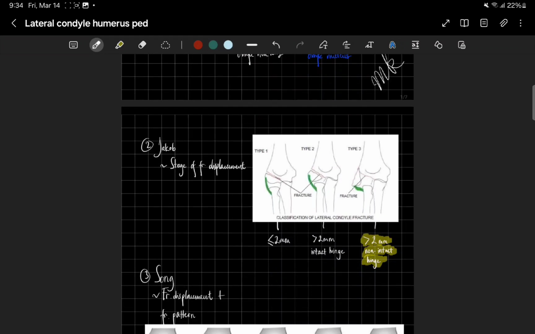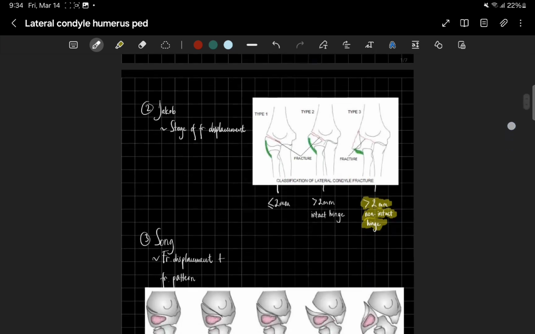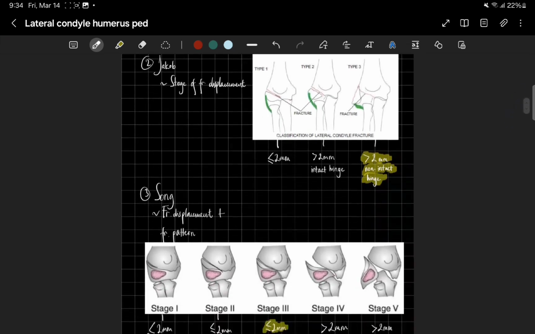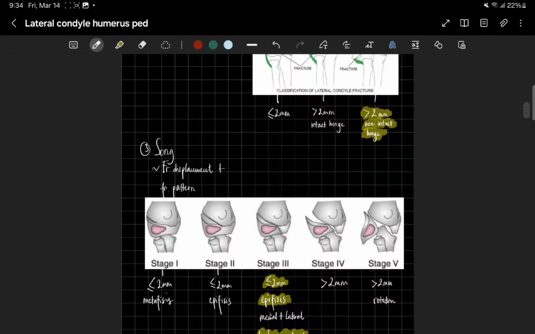For the Jacob stage of the fracture displacement, it is divided into 3. If it is less than 2 millimeters, we consider it type 1. If it is more than 2 millimeters with an intact cartilaginous hinge, it is considered type 2. Meanwhile, if it is a non-intact hinge, it is considered type 3 Jacob classification.